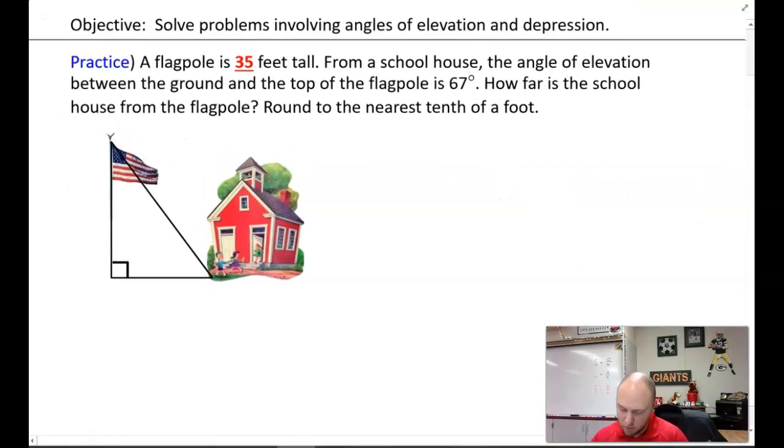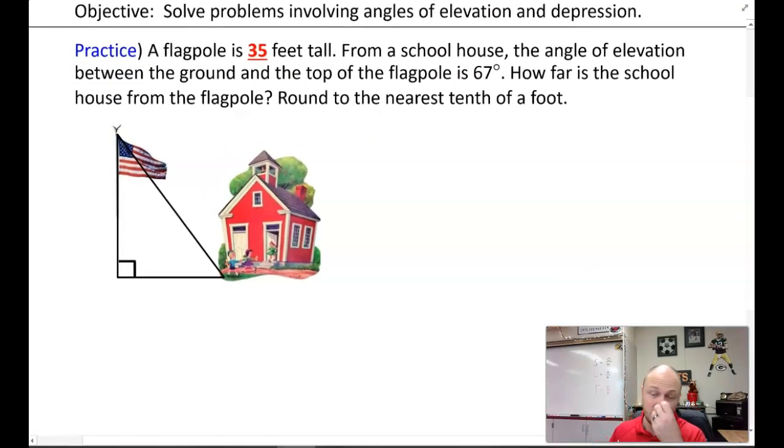Alright, here's a practice problem for you. They say a flagpole is 35 feet tall. From a schoolhouse, the angle of elevation between the ground and the top of the flagpole is 67 degrees. How far is the schoolhouse from the flagpole? Round to the nearest tenth of a foot. Pause the video. Give this one a go.